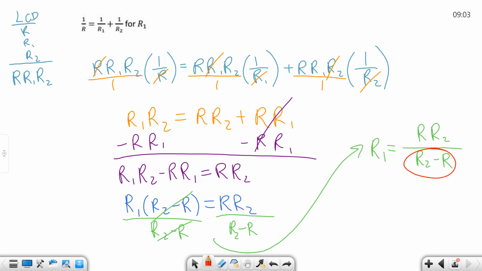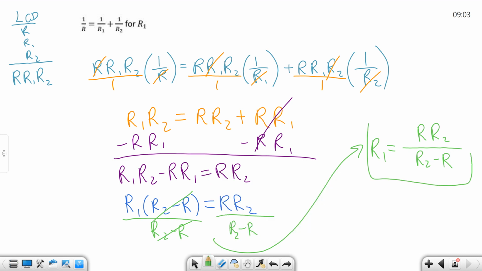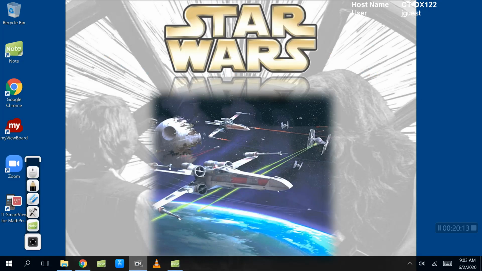So let's get rid of all this red here. This is actually your final answer right there. That is actually your final answer. R1 equals R times R2 over R2 minus R. So I hope this helps you with literal equations.